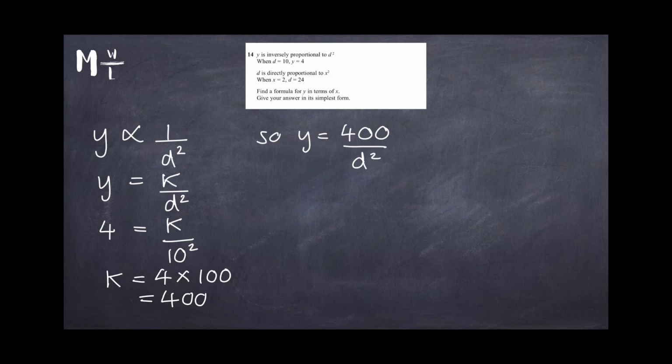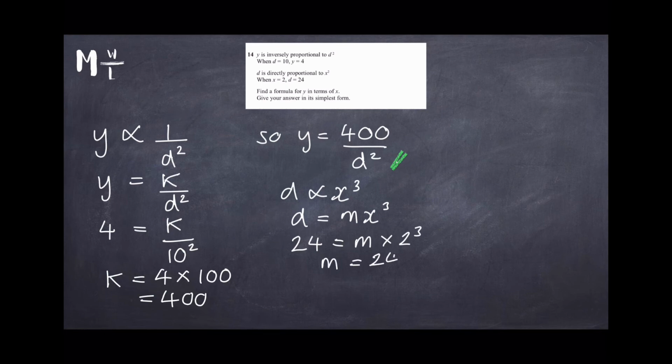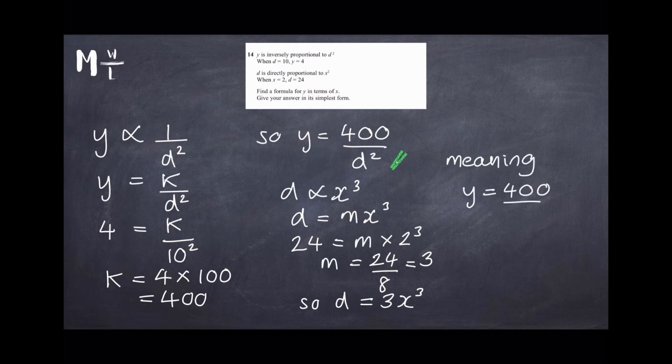So next, d is directly proportional to x squared. So d is equal to some other constant, let's call it m, multiplied by x cubed. Here in my workings, I've carried on with x cubed instead of x squared, so try the question again yourself at home. Subbing in x is 2 and d is 24, we can work out that m is equal to 24 over 8, which is just 3. Subbing this back into our original equation, we know that d is equal to 3x cubed.